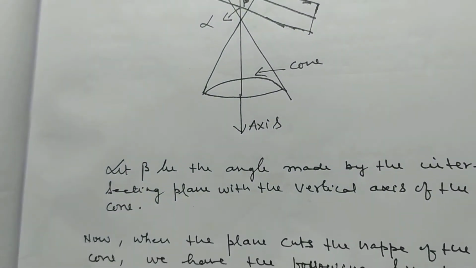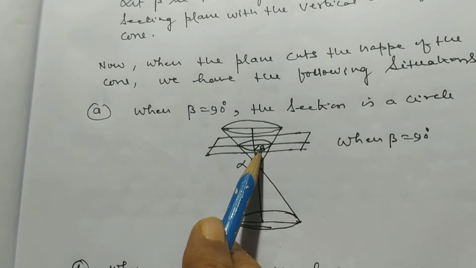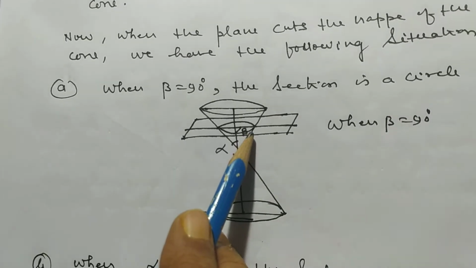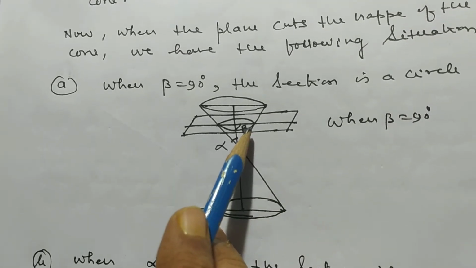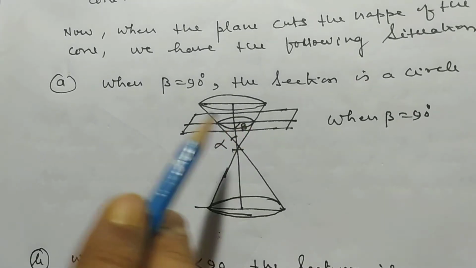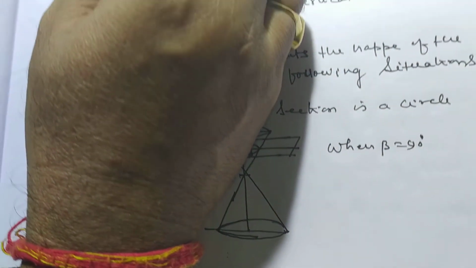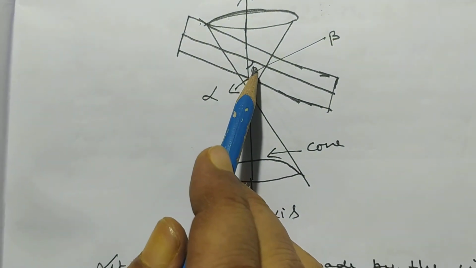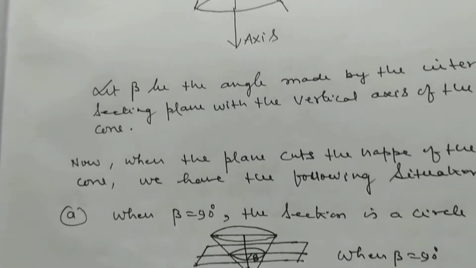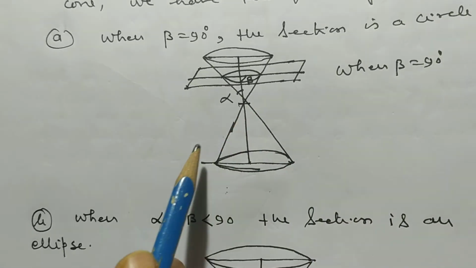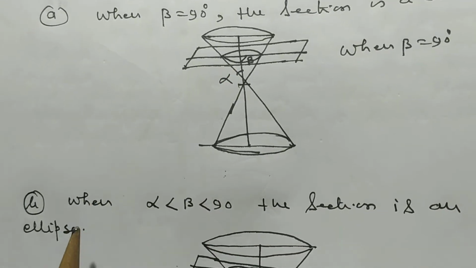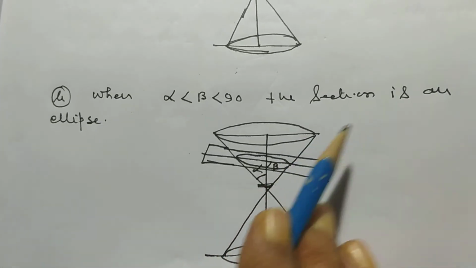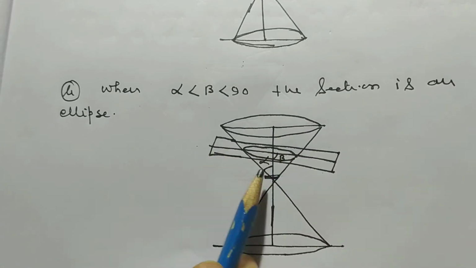So, when beta is equal to 90 degree, see this figure, this section is a circle. Which angle is beta? The angle made by the plane with the axis of the cone is known as beta. So when beta is equal to 90 degree, then we get a circle. When alpha less than beta less than 90 degree, then the section made by the plane and cone is known as ellipse.